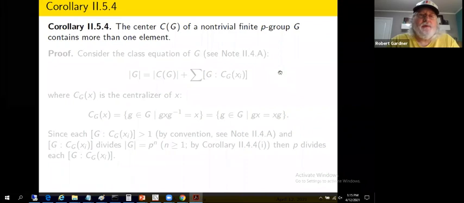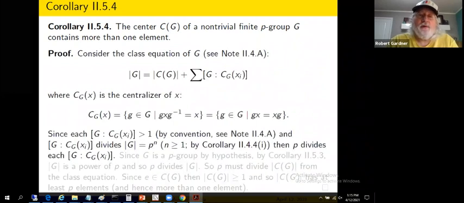Another result: the center, C of G, of a non-trivial finite P group G contains more than one element. Okay, we might need to run back into section 2.4 here shortly. It says consider the class equation of G. Let's go back and look this up. We're expressing the order of G as the cardinality of the center plus a sum of indices of centralizers of x sub i in G.